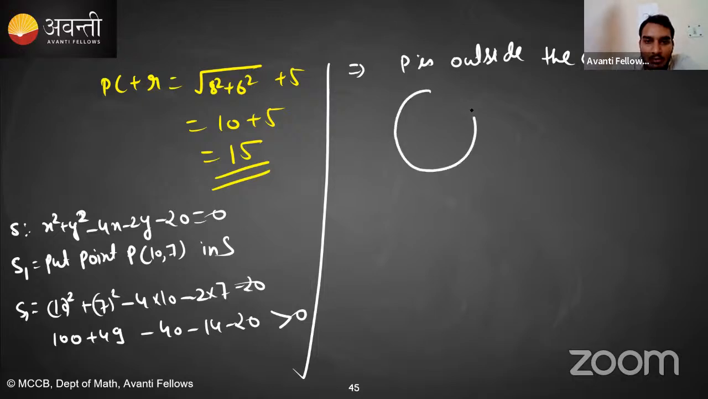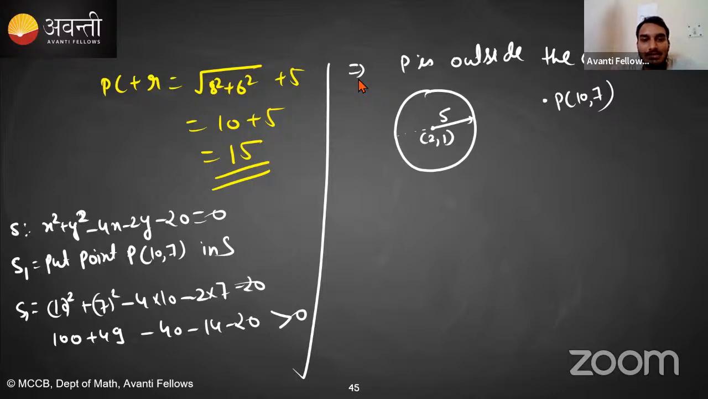Let's say this is the center of the circle, 2,1, and the radius is 5. And somewhere here the point P is 10,7. So PC plus R. Okay, is there any other way? Can you think of another way to see whether the point P is lying inside or outside? Any other way? I just want to know how many ways you can think.